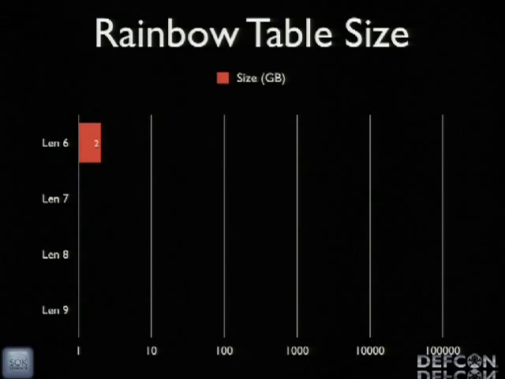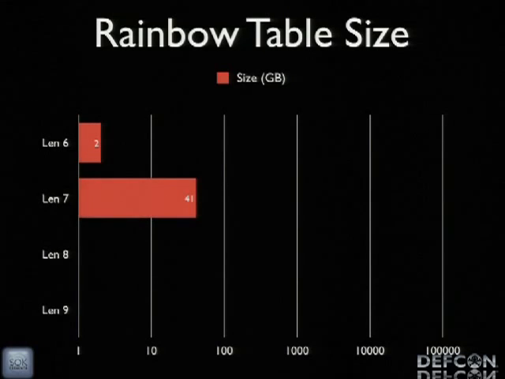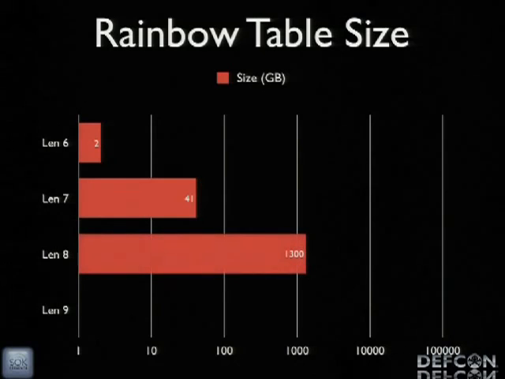Length 7 tables become a little bit more useful, but they're about 41 gig, which is not too bad. Length 8 tables, which are, by the way, out there for both MD5 and NTLM, and I'm working on the SHA-1 tables, are about 1.5 terabytes. This starts to be kind of difficult to transmit over the internet.